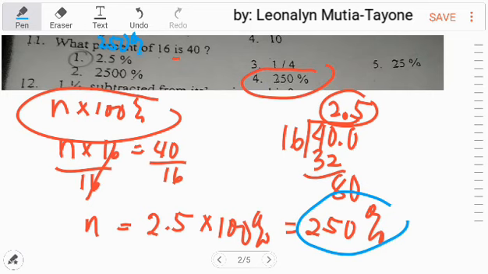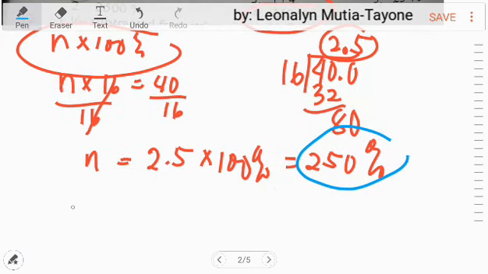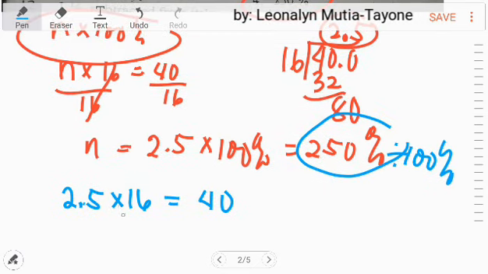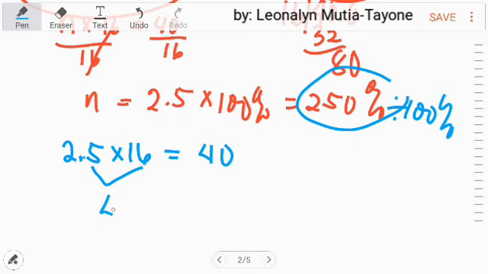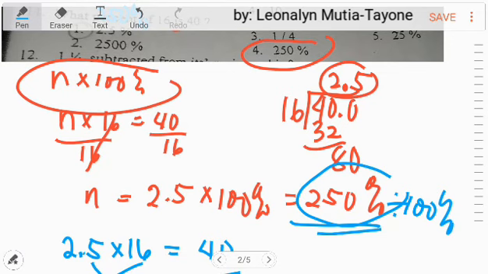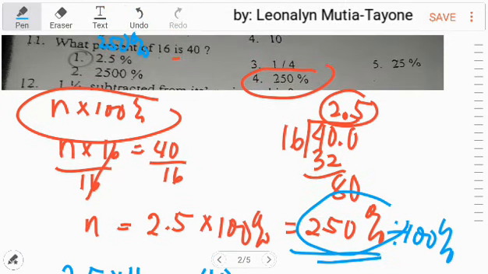So, itong 250%, i-convert muna natin into decimal. So, that is 2.5. Mag-convert tayo ng decimal, mag-divide tayo ng 100%. So, magiging 2.5 na lang siya. 2.5 times 16 equals 40. Of multiplication, 16 is 40. 2.5 times 16, that is 40. In other words, ang sagot ay 250% at hindi yung 2.5 lang, ang sagot nito ay 250%.